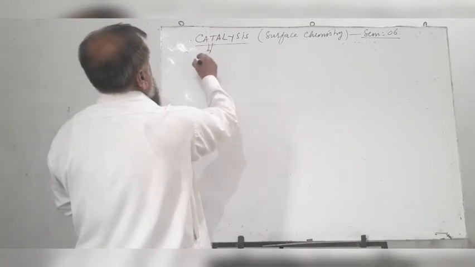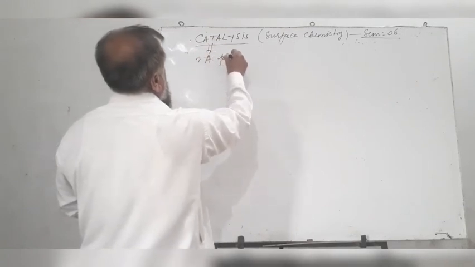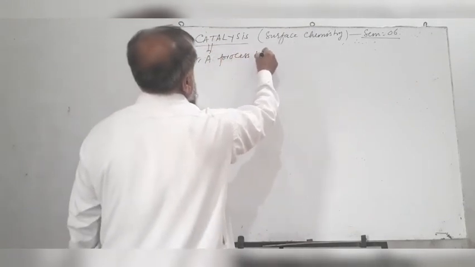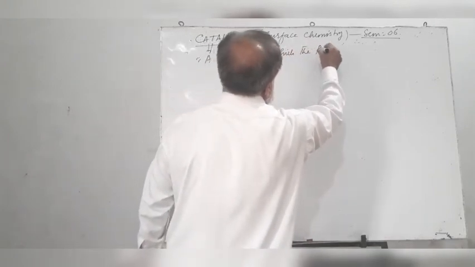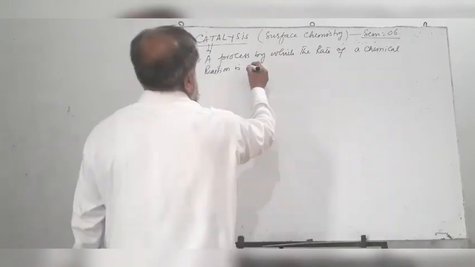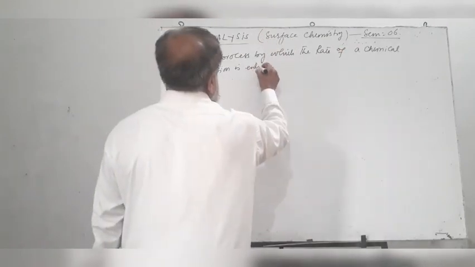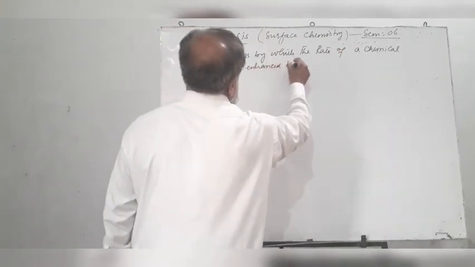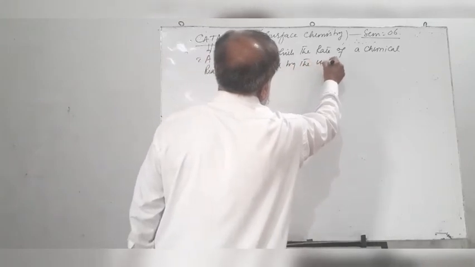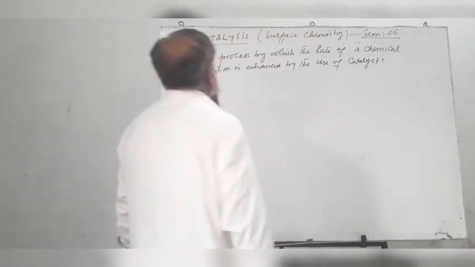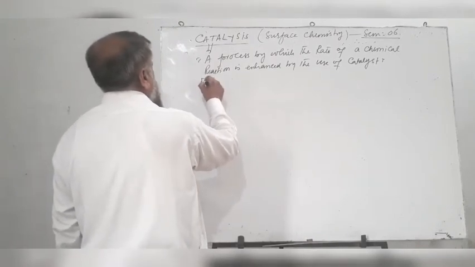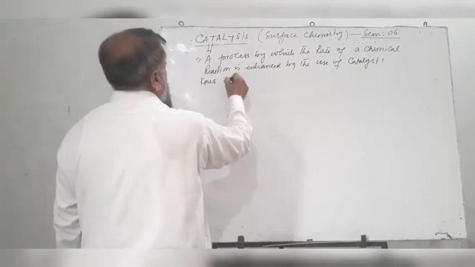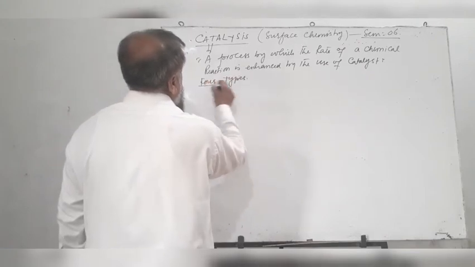It is a process by which the rate of a chemical reaction is enhanced or increased by the use of catalyst. Now, catalysis may be of 4 types. There are 4 types of catalysis.